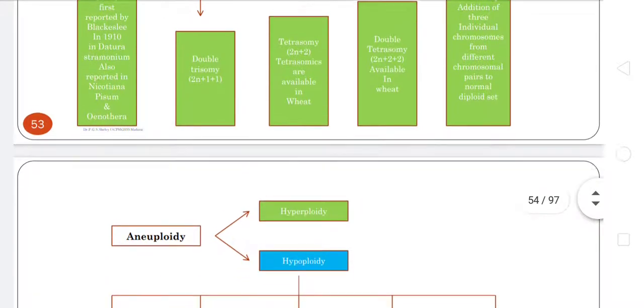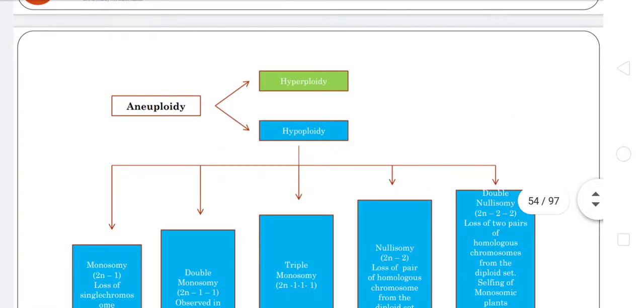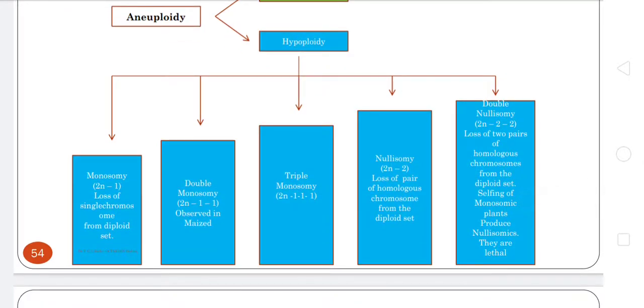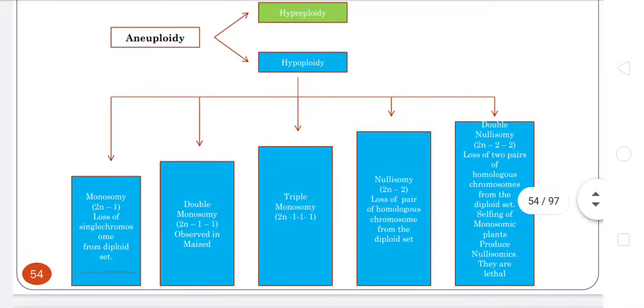And next we move on to the second type of aneuploidy, hypoploidy. Hypo means loss, or reduction in the number of chromosomes. So loss of one or more chromosomes from the diploid set is called hypoploidy. Again it is divided into various types. The first one is called monosomy. Mono means single. So from the diploid set, one chromosome is lost, and the name is monosomy. Loss of a single chromosome from the diploid set. This is the example for monosomy.